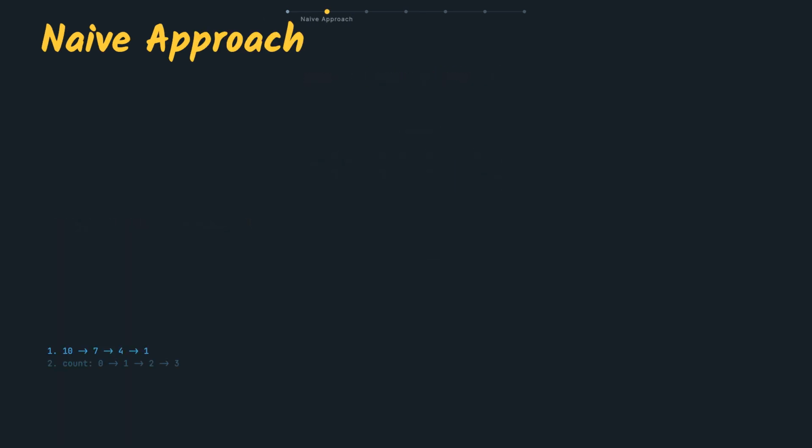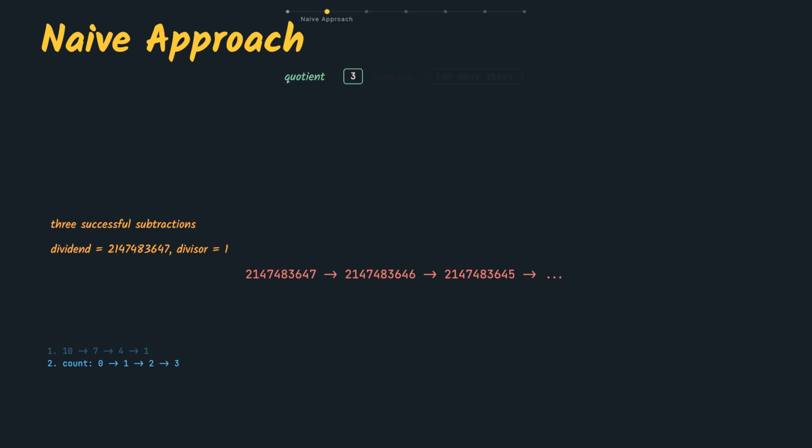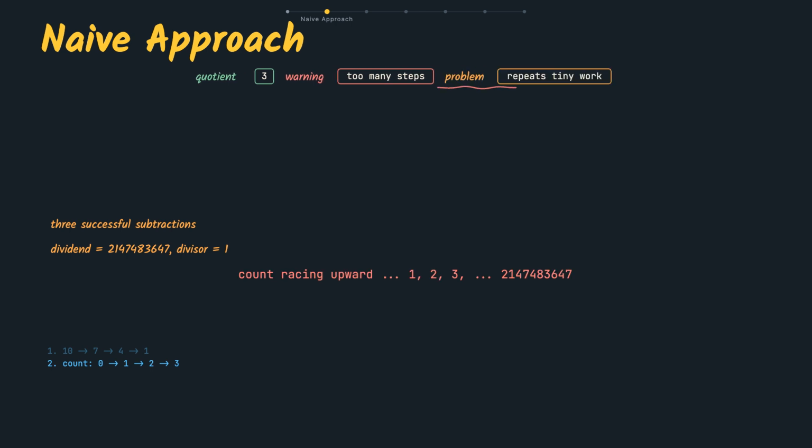Try the obvious thing. Keep subtracting 3 from 10 until you can't anymore, and count how many times that worked. For this example, that feels fine. 3 subtractions answer 3. But pause here. What if the dividend were huge and the divisor were 1? Then we'd subtract 1, over and over, billions of times. The answer is simple, but the path is painfully long.